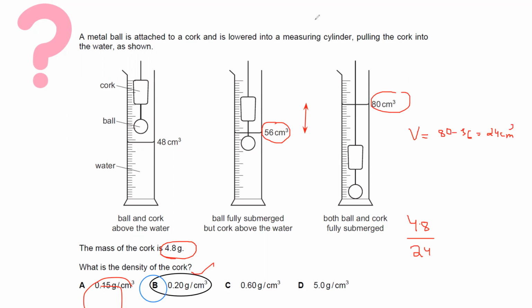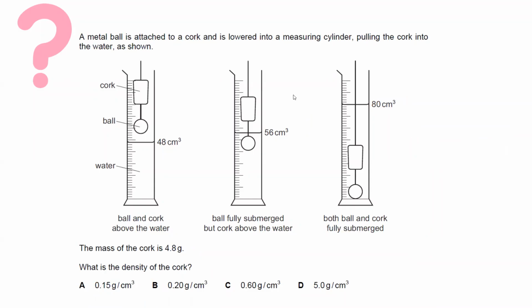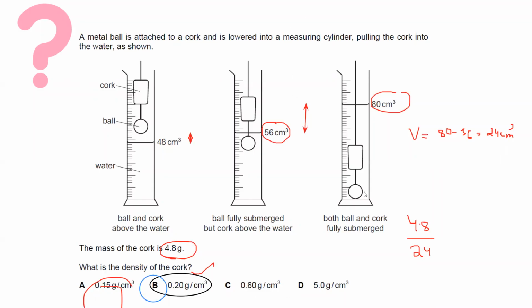Is it clear? Why did we not bother here? Why did we not consider this change? Because this change is actually the volume of the metal sphere. But we don't need that ball or sphere. We need the density of the cork. So to get the density of the cork, we need the volume of the cork. Is it clear to everyone? The moment we add a cork, the volume changes, and that change in volume is equal to the volume of the cork.